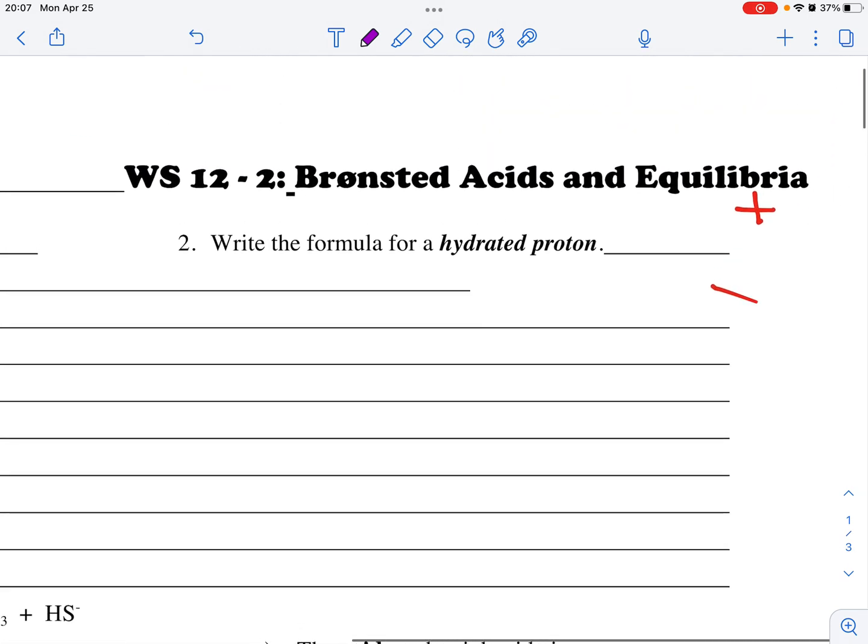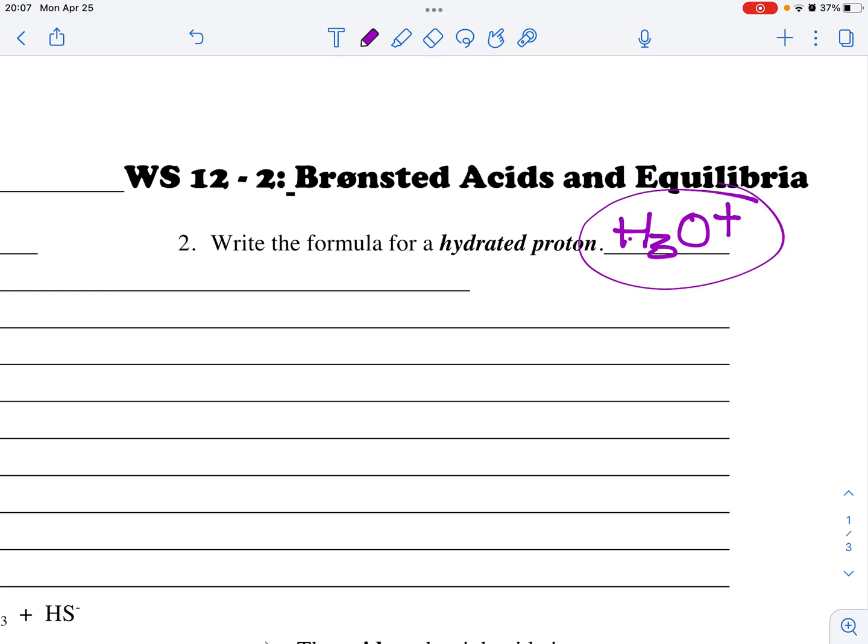Our second question asks us, what is a hydrated proton? Remember, hydrated means it has a water on it. So if I have an H2O that becomes hydrated, the H2O becomes H3O, and it's a +1 charge. That's the answer for number 2.